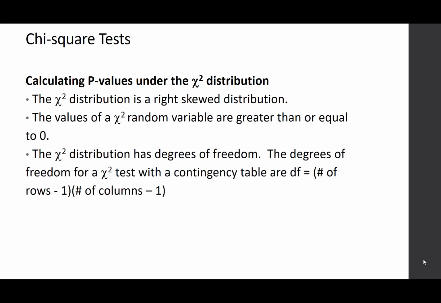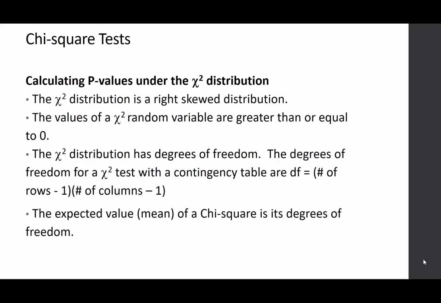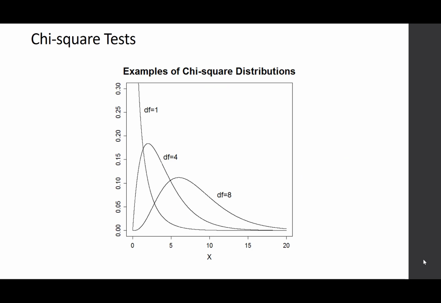The degrees of freedom for the chi-squared when you're doing a contingency table are the number of rows minus 1 times the number of columns minus 1. And the expected value, otherwise known as the population mean of a chi-squared, is its degrees of freedom. So we can see that in this picture.